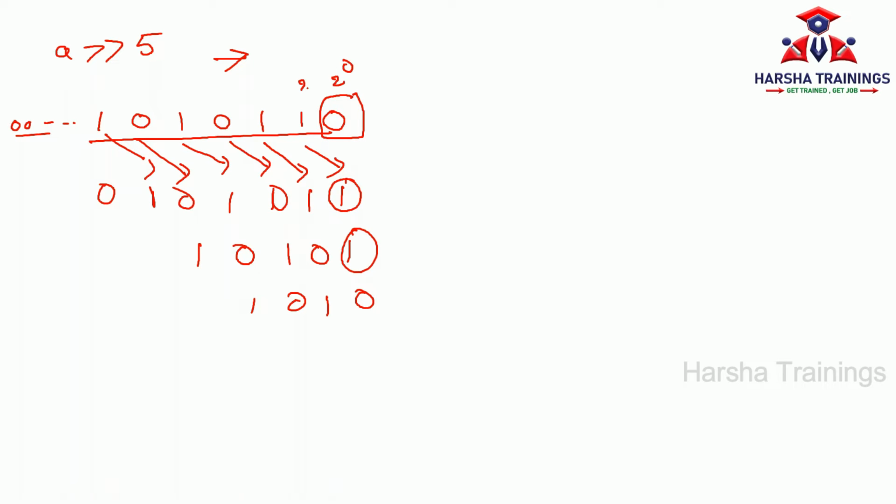2 power 0, 2 power 1, 2 square, 2 cube, 2 power 4, 2 power 5, 2 power 6. 2 power 6 in the sense 64 plus 2 power 4 plus 16 plus 4 plus 2. So the answer is 86. Now obviously here the answer is 43.